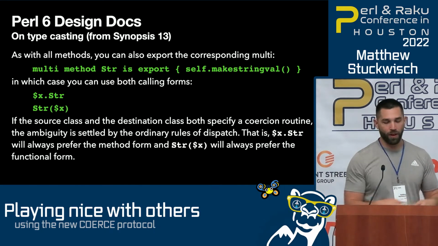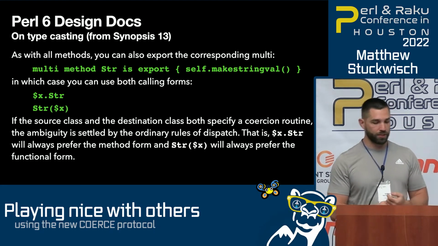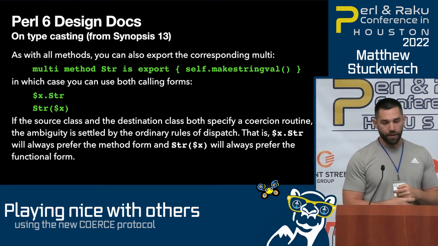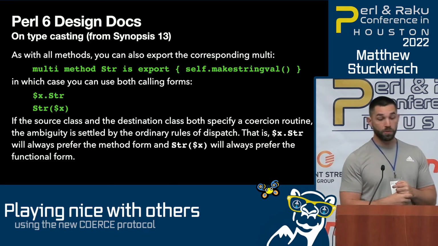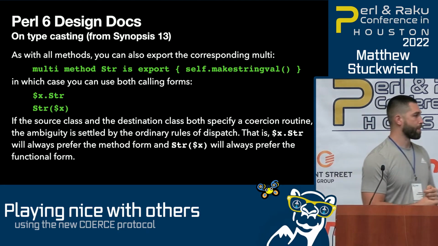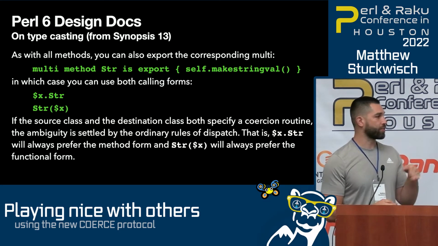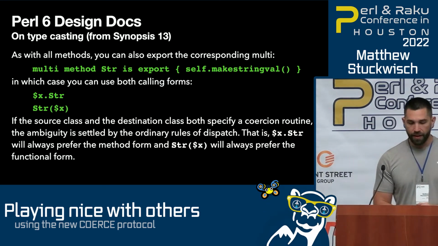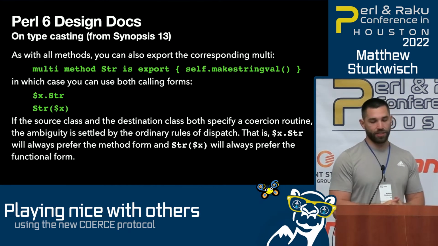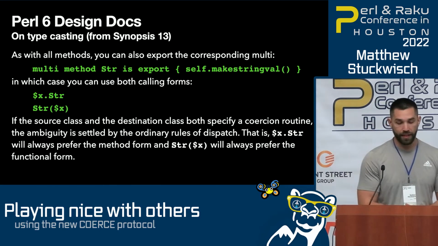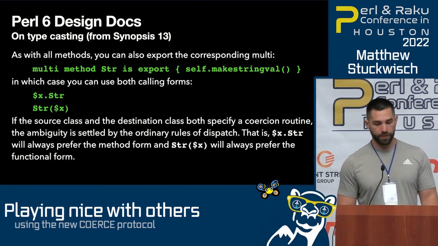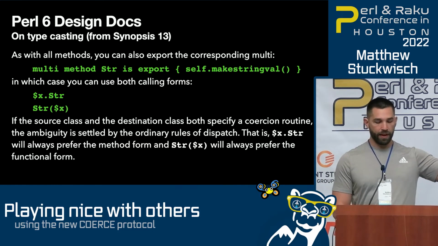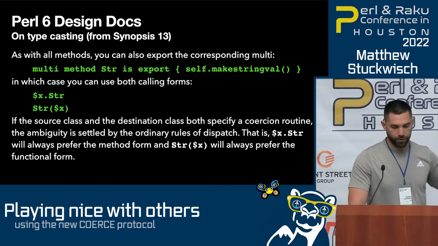All right, and then we have typecasting. So they say, oh, well, all methods you can export the corresponding multi. So I could say multi method string is export, in which case you can now use both calling forms. And I could say x.string and string(x). And if the source class and destination class both specify a coercion routine, the ambiguity is settled by ordinary rules of dispatch. So x.string will always prefer that method form, and then string(x) will prefer the functional form.